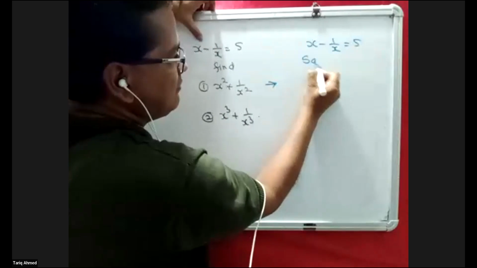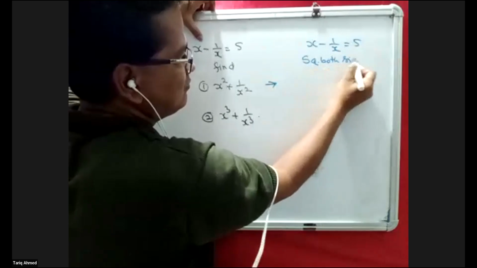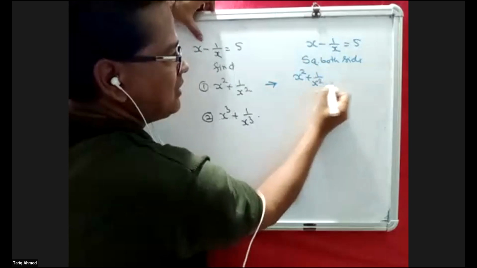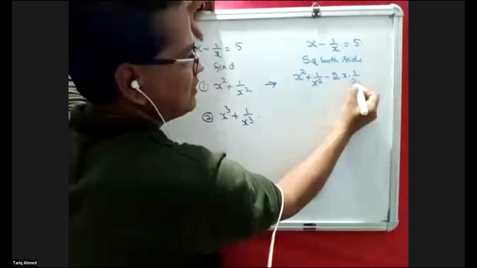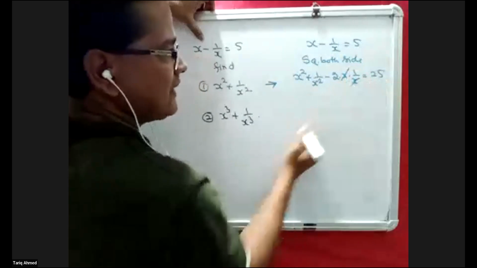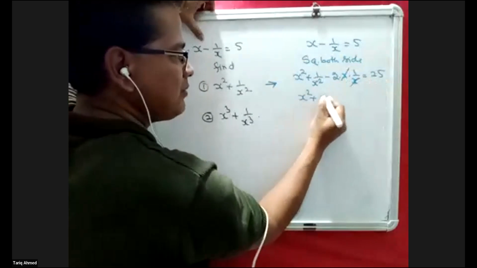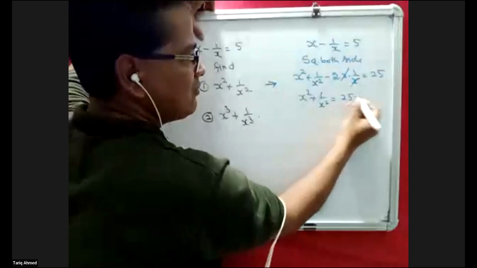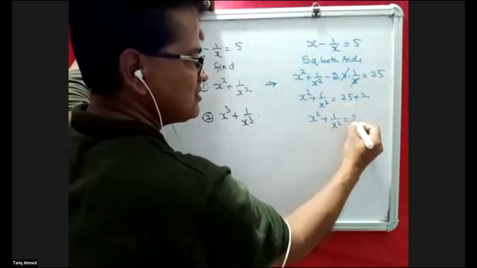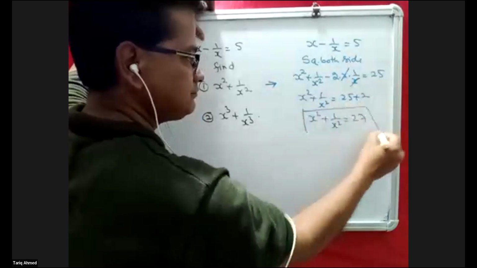Then squaring both sides. x square plus 1 by x square minus 2ab, and this is equal to 5 square, that is 25. So it will cancel. So x square plus 1 by x square will be 25 plus 2. So x square plus 1 by x square is in fact 27. Yes.